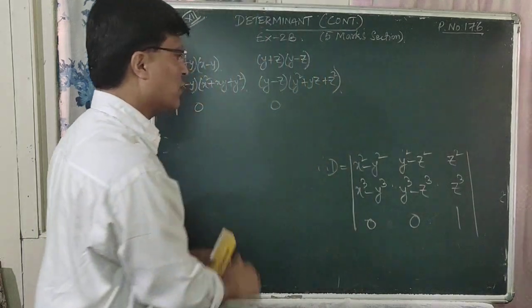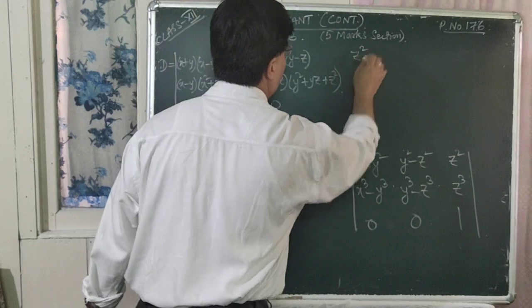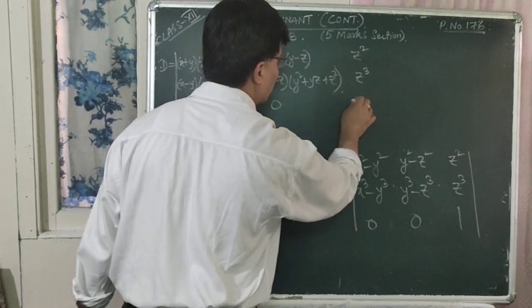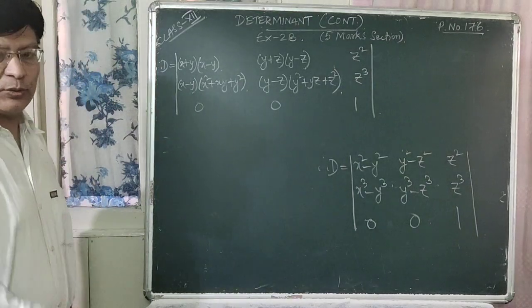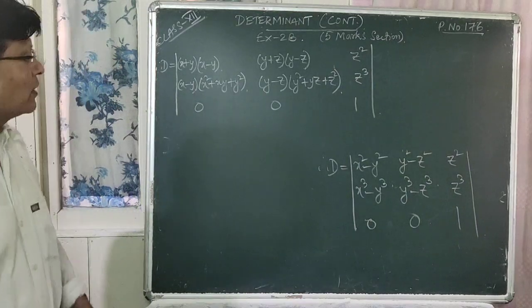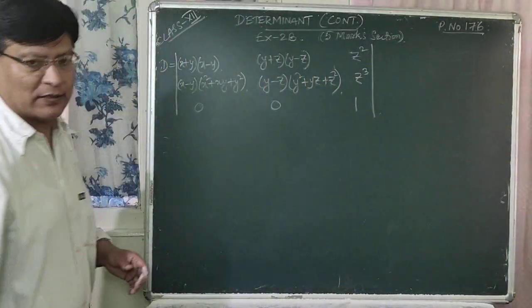So next one, what is the third column? So third column remains same. That is z square, z cube, and this is 1. Is that clear now? So now this is the simplified determinant.